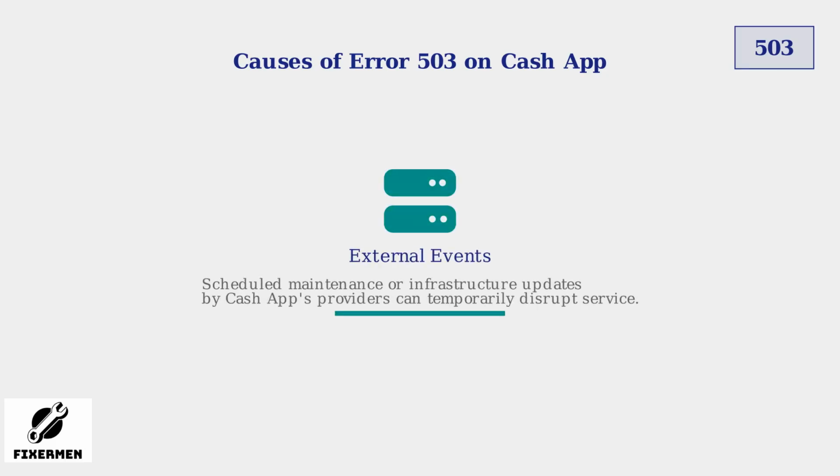External events affecting Cash App's servers are a significant cause. This includes scheduled maintenance by cloud providers like AWS, infrastructure updates, or unexpected outages that make the service temporarily unavailable.